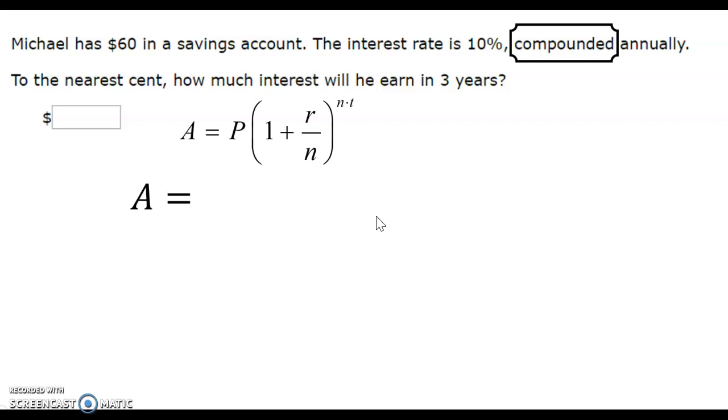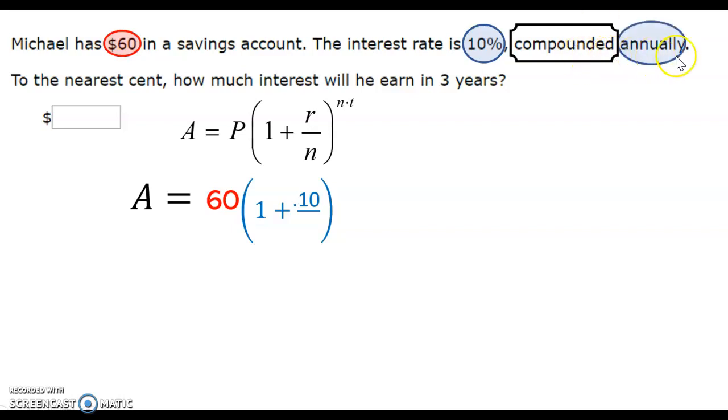You're going to plug in your initial or starting value, which happens to be $60. Then you're going to plug in your percentage, but you need to make sure you change that to a decimal. 10% written as a decimal is 0.10. Now we're looking at the word behind compounded, which is annually. That lets us know what number we need to replace N with. Annual means one time per year. Therefore, we're going to replace N with 1 in this part of the formula, and we're going to also replace N with 1 in this part of the formula.